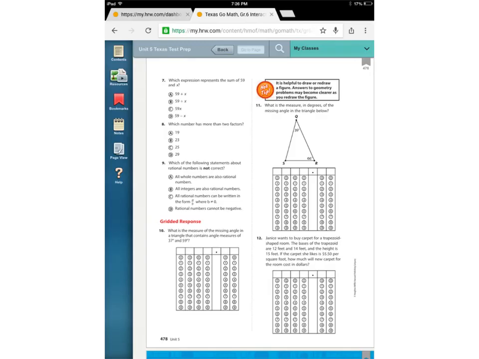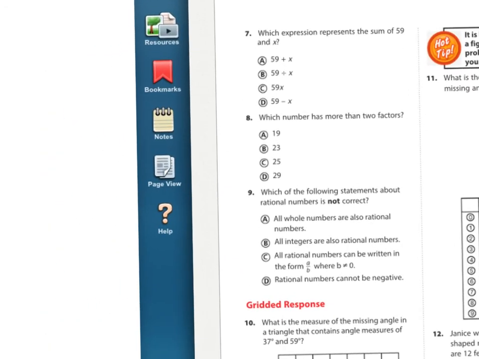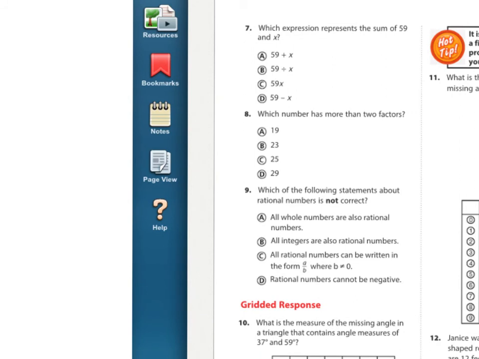All right, number 7. Which expression represents the sum of 59 and x? Okay, and that is an addition problem, so it's that one right there.